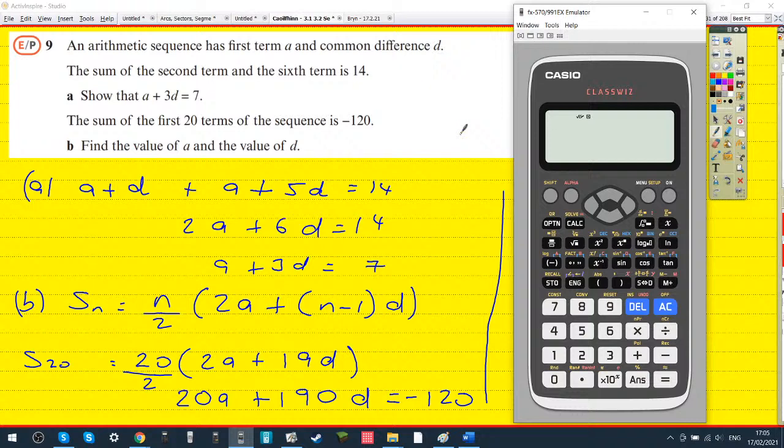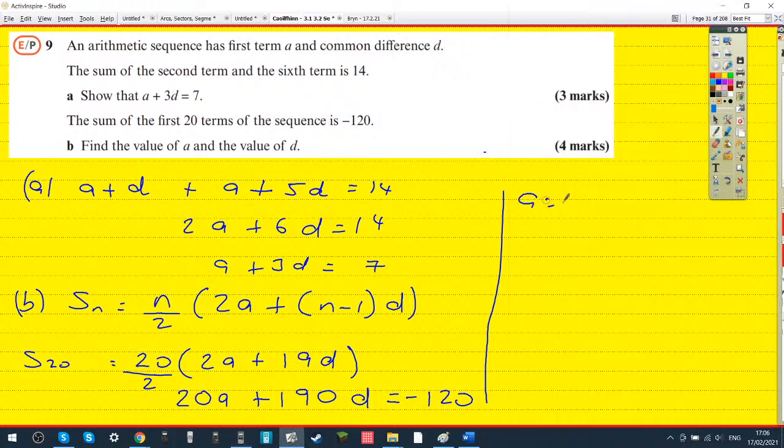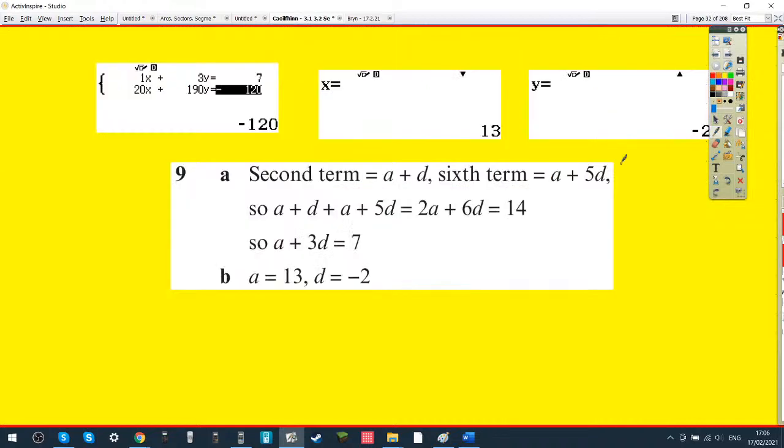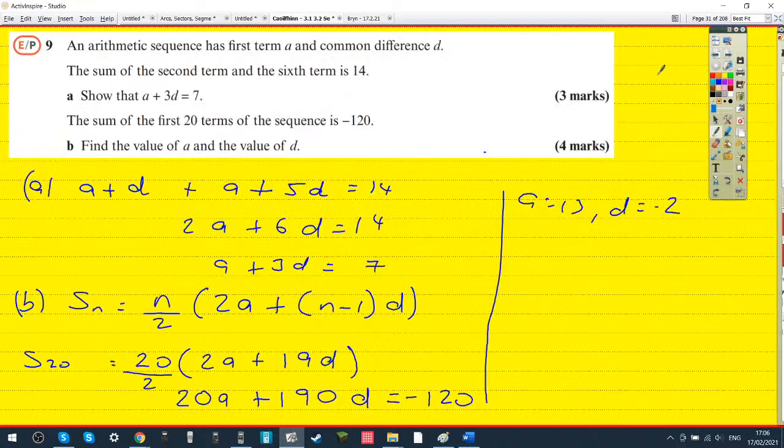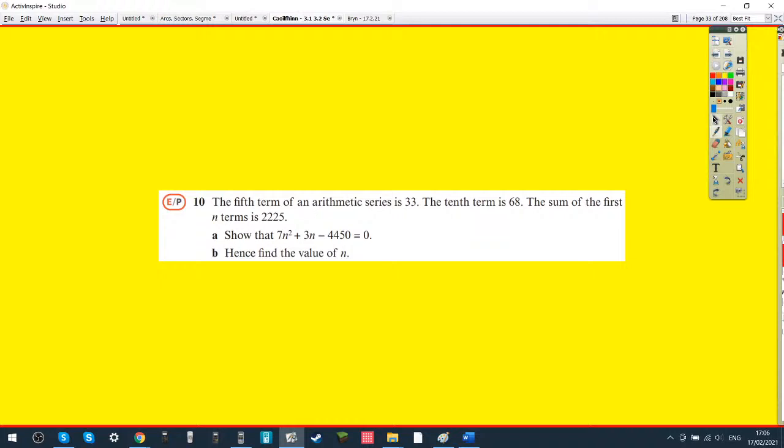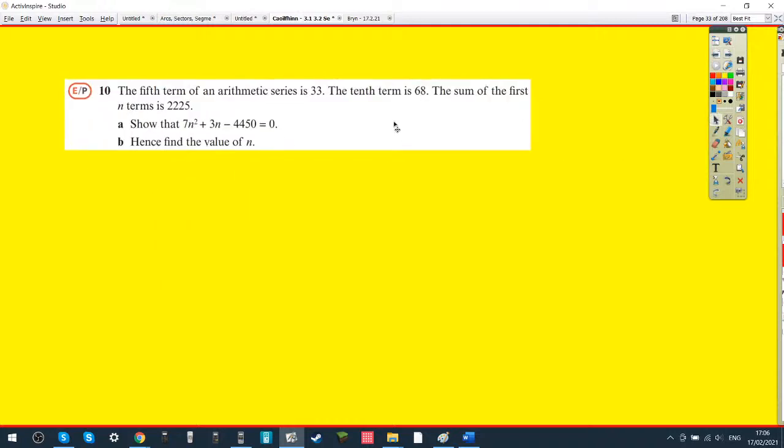Do you know how to do it? On my calculator, I got x equals 13 and y equals minus 2. So that is a, and yeah, 13 and minus 2. You don't have to actually do the whole substitution thing. They're both linear, so no extra marks for doing it manually. Grand, I think you're good. You got the idea there.